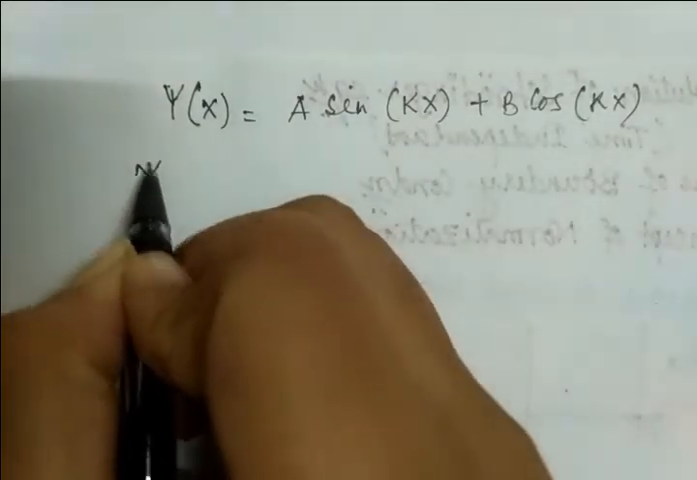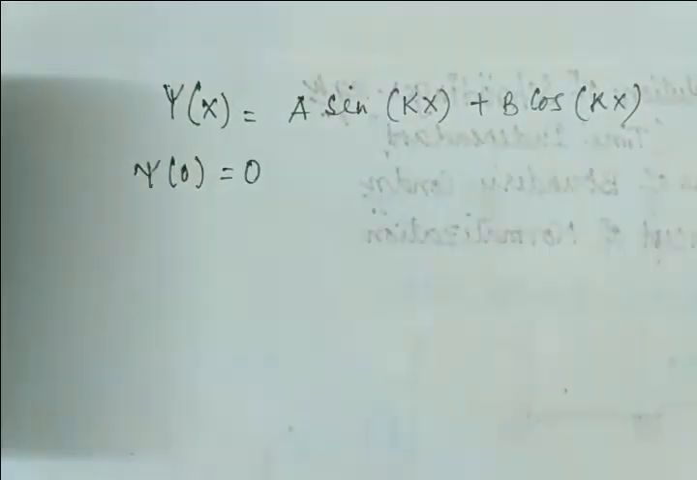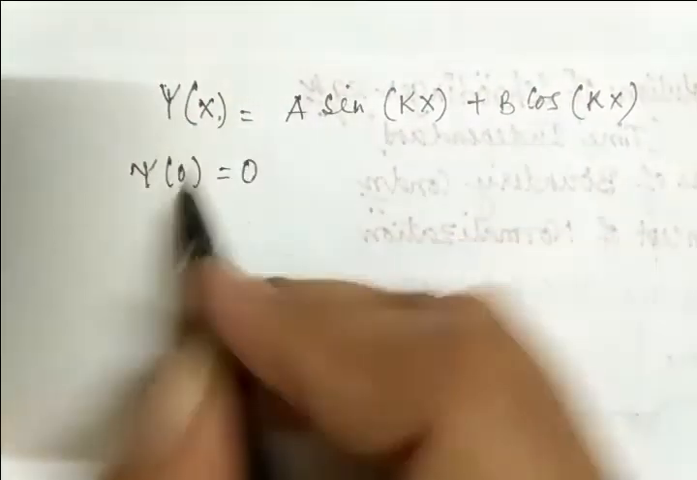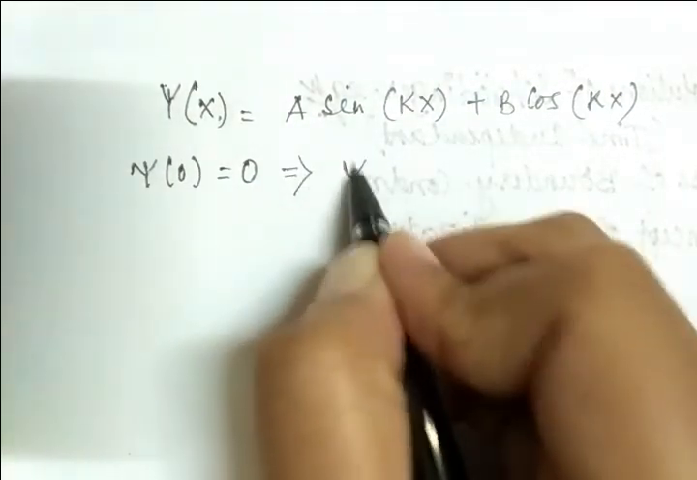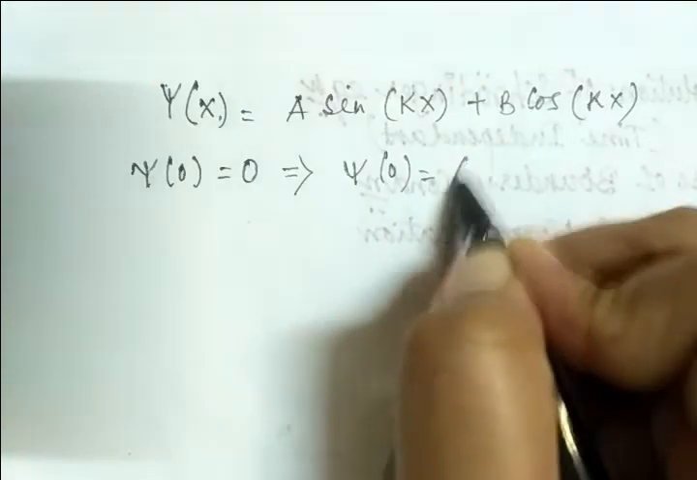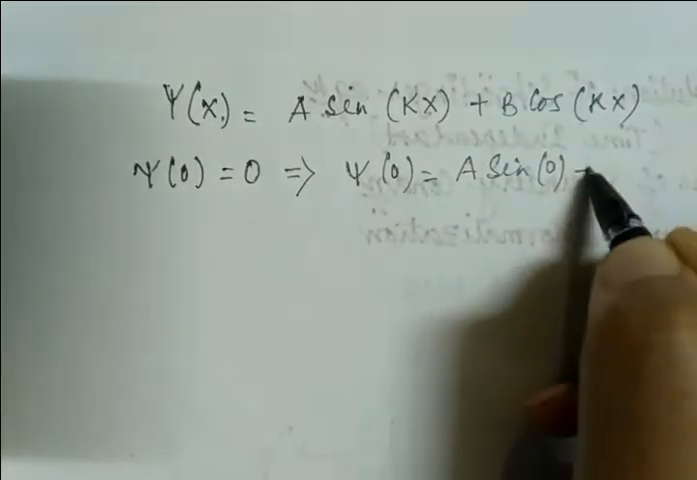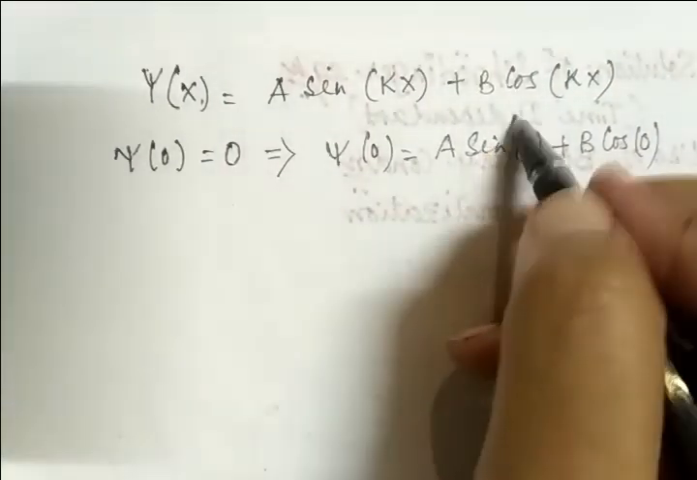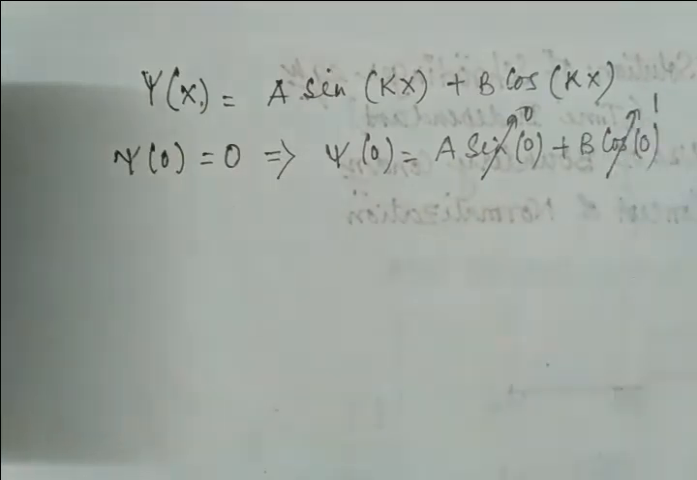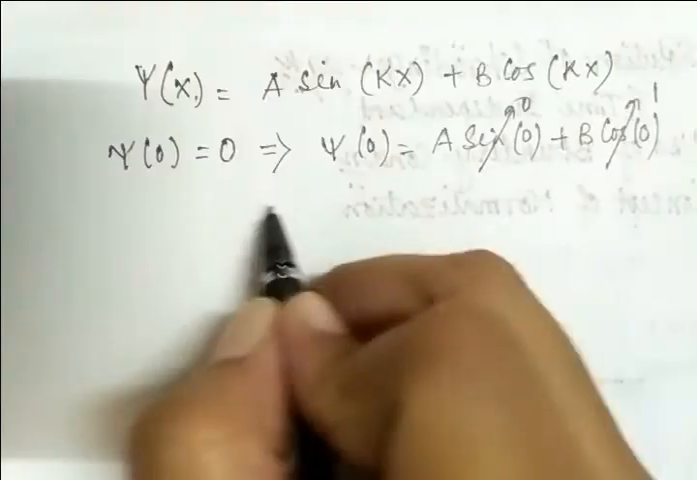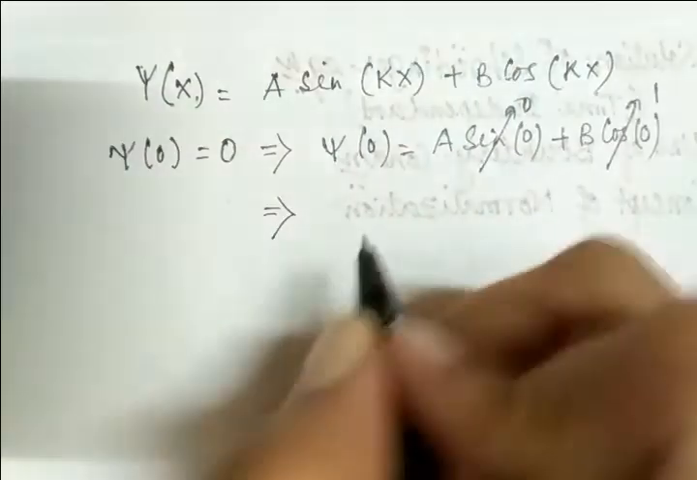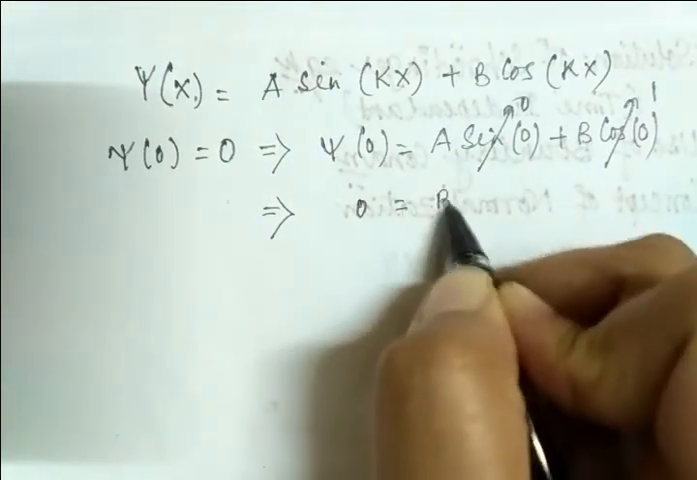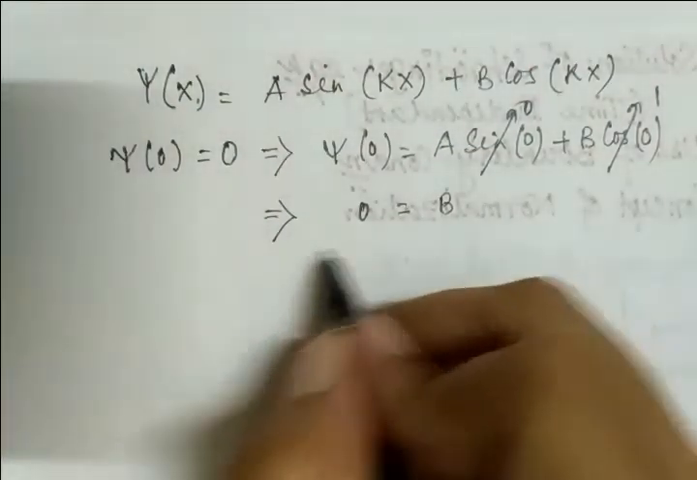So first consider psi of 0 equal to 0. Okay, if we put x equal to 0, what will happen? It will look like psi of 0 equal to a sine of 0 plus b cos of 0. Yes, right? Sine of 0 means 0, but cos of 0 means 1. So we have moved one step toward the solution for the unknown parameters: psi of 0 equal to 0 is equal to b. So you are getting that b equal to 0.